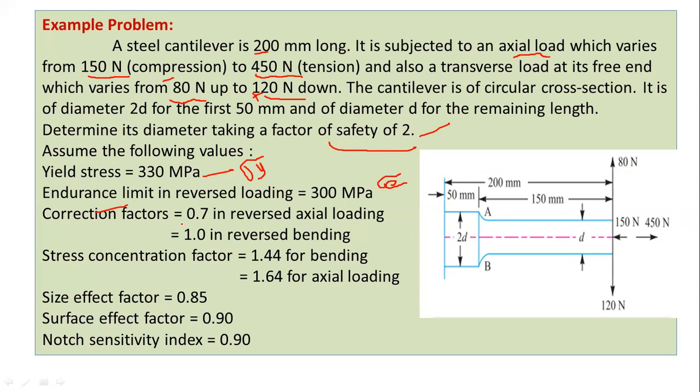The correction factors equal to 0.3 for axial loads, 1 for bending loads. Okay, bending loads. The stress concentration factor, that is Kf, equal to 1.44 for bending, 1.64 for axial loading. This one is a size factor, this is a surface finish factor, this is a notch sensitivity, that is q equal to 0.9.